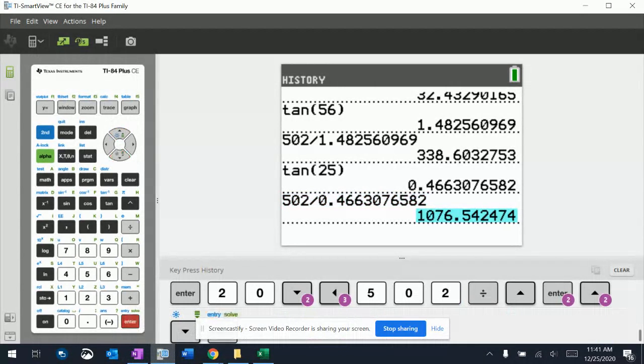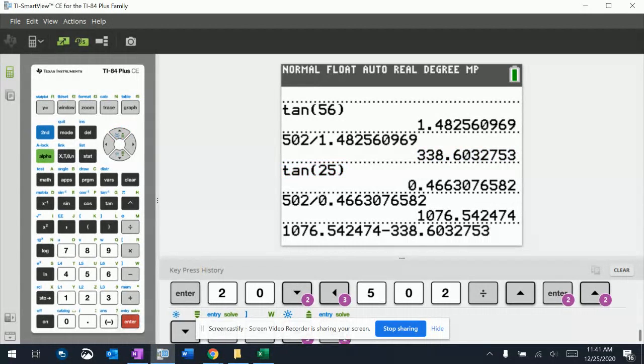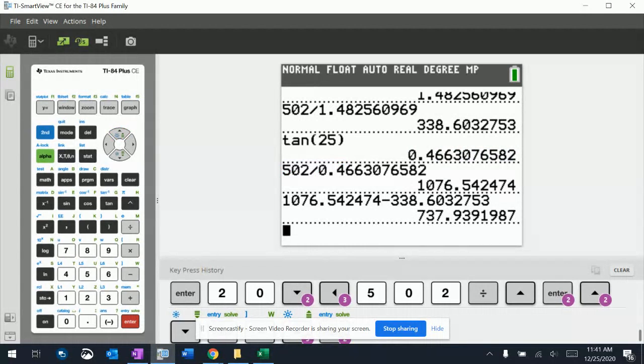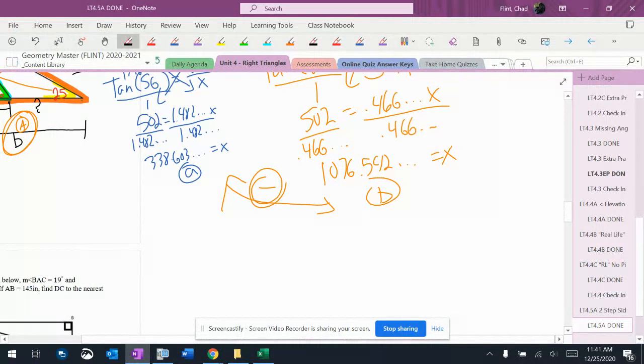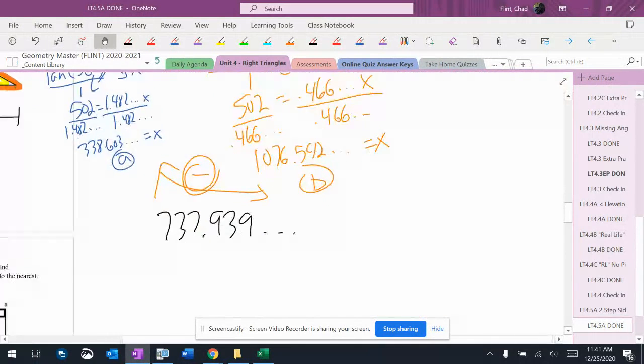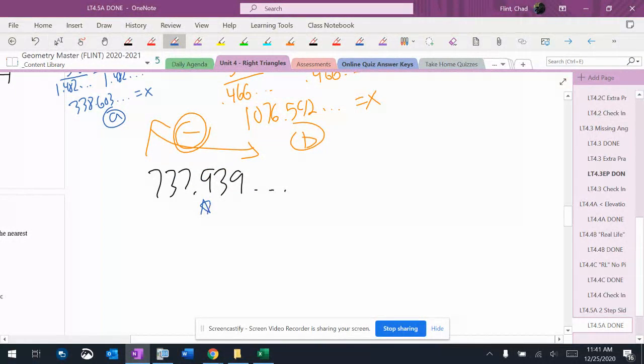So 1076.542 minus 338.603 is 737.939. Nearest tenth of a foot again. Round that 9 using the 3, so 737.9.